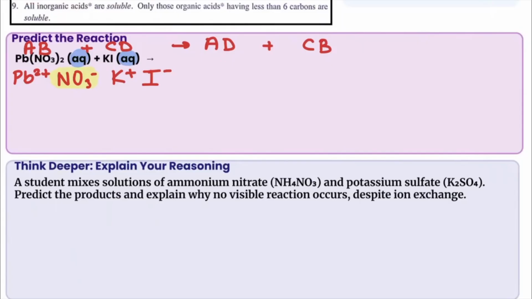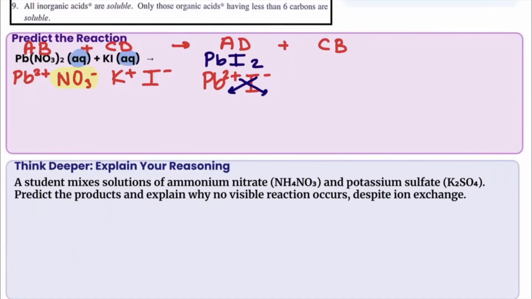So let's look at the right side. Without crossing the charges, let's just pair them up. So our A is our Pb2+, and that's going to pair with our D, which is I with a -1 charge. When we cross the charges, we end up getting PbI2.